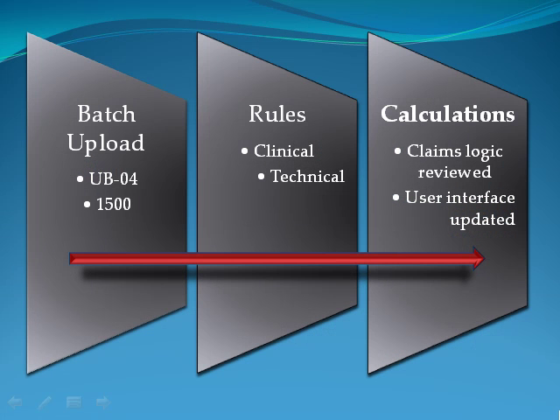To take a step back, we've added this workflow graphic to show the claim review process. First, we've loaded a batch of claims, typically a UB or 1500. The software has then applied clinical and technical rules, which we often refer to as edits. Finally, the ClaimsEditor Online software has performed many calculations using its claims logic, and then the user interface has been updated to reflect the new batches and many reports based on the import.